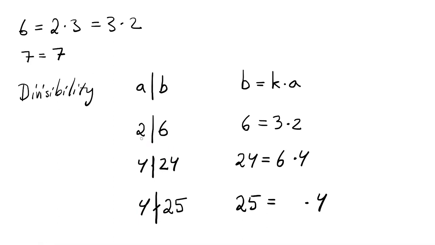We can also say that 2 is a factor of 6, since 2 divides 6, and 4 is not a factor of 25, since it does not divide 25. For example, here we see that 2 is a factor of 6, since we can write it as a product of two factors, 3 and 2, making 6. So divisibility and factorization are very close concepts. We can also talk about even and odd numbers.